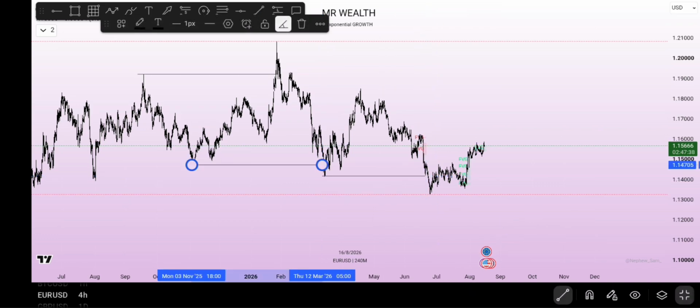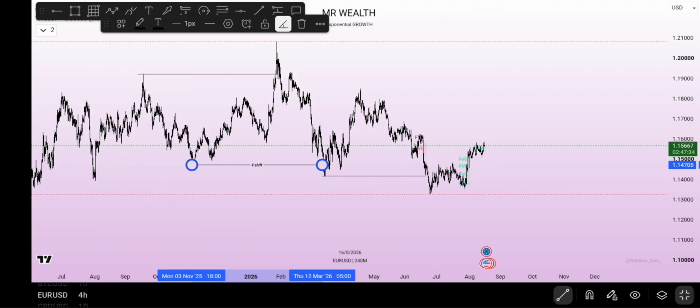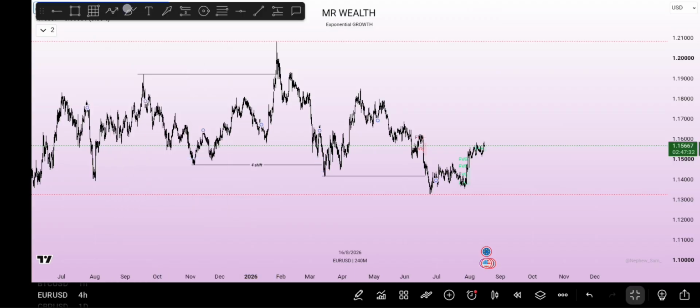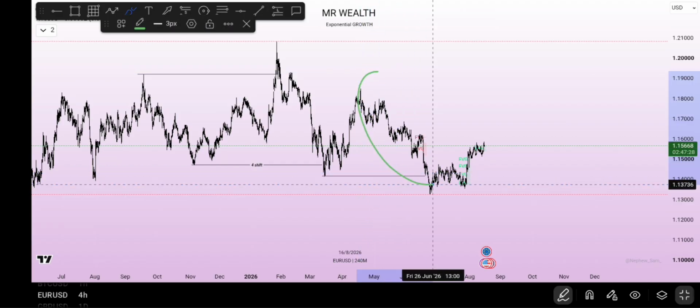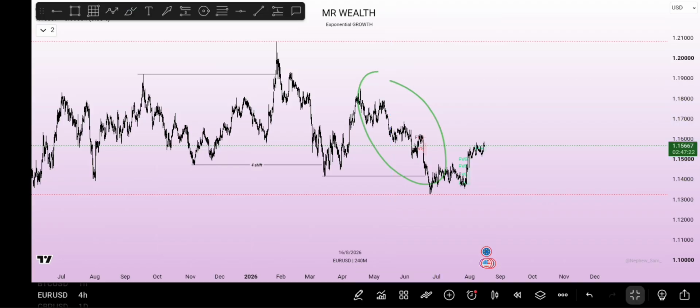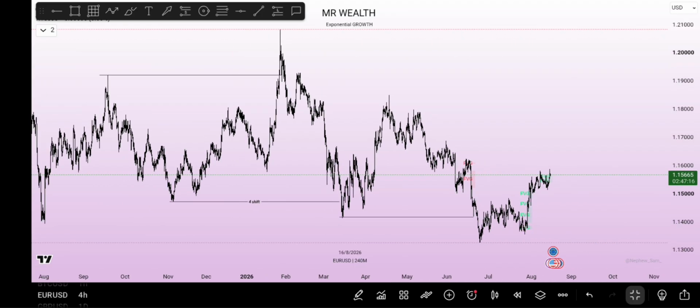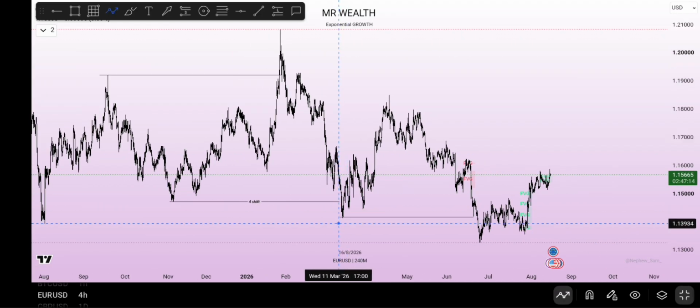So this is where the shift happened for our shift. What I'm using to explain this particular video is this internal structure move, the 4 hour internal structure move. So let's see where it is rejected for this place. So this is swing leg.